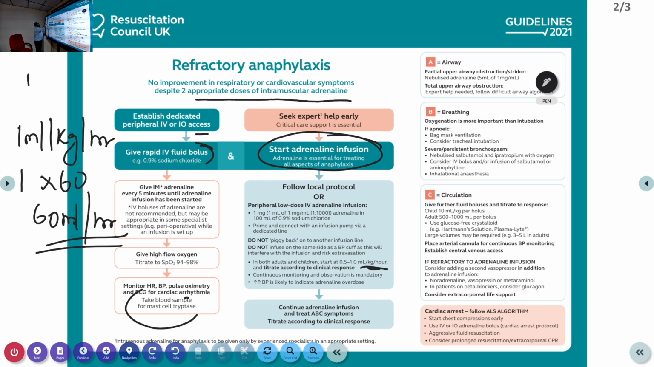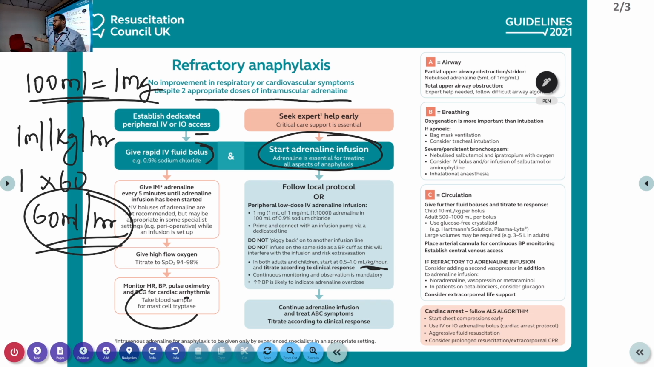So 100 ml will have 1 mg, and 60 ml of this preparation should be going in an hour. If it were per minute, you would multiply by 60, but that is a mistake that I made. Majority of other infusions are into 60, that's why I got confused. So it is 0.5 to 1 ml per kilogram per hour. If it is per minute, you need to multiply it by 60, but here it is per hour. So 60 ml per hour is what you need to see.